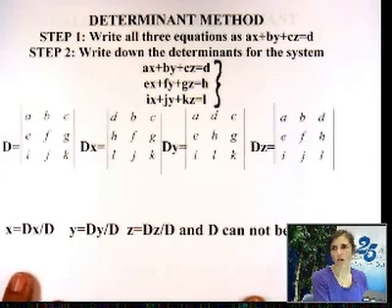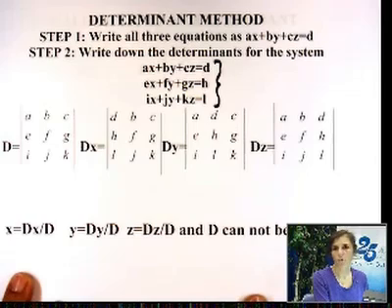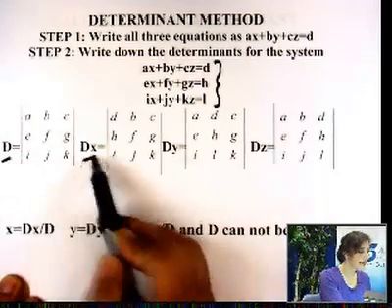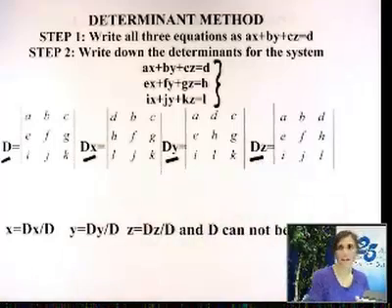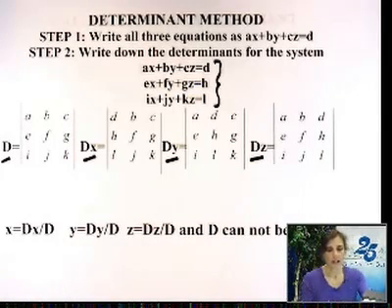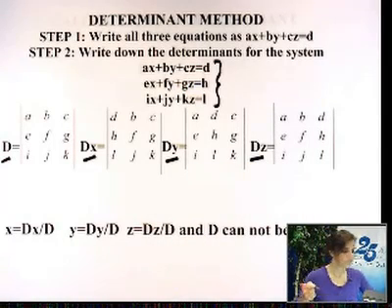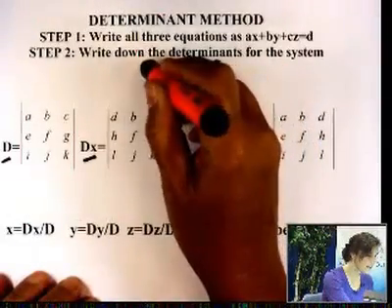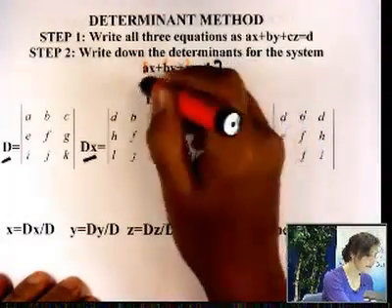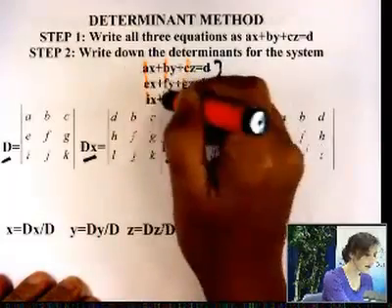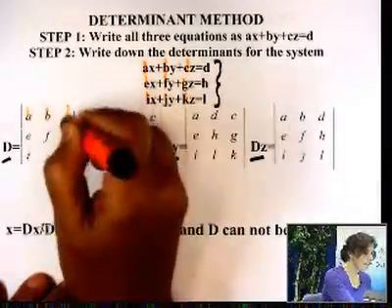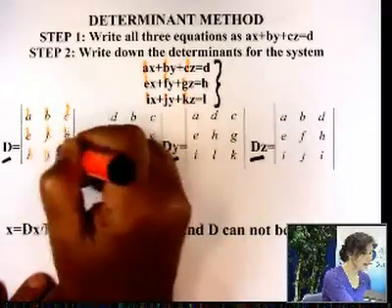You are going to now specify 4 types of determinants. The first one is called D, second one Dx, Dy, and Dz. This is how it works. D is going to be the coefficients of these guys, x, y, and z: A, B, C, E, F, G, I, J, K. Do you see that?